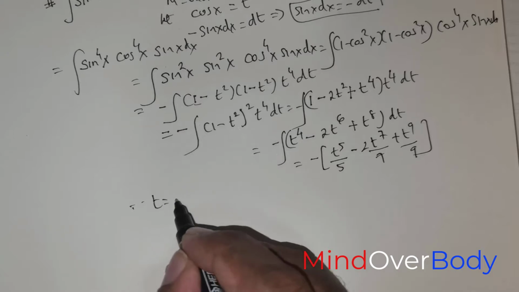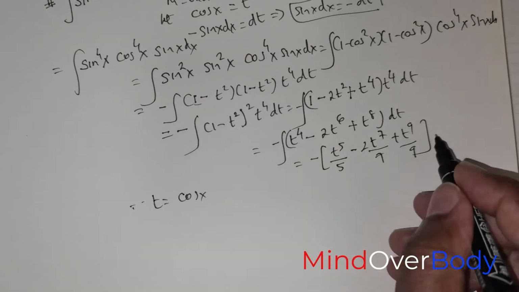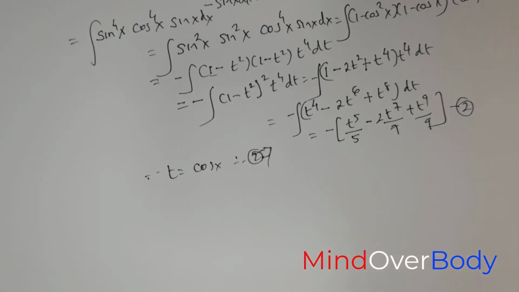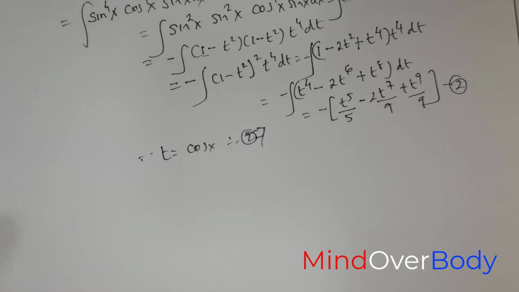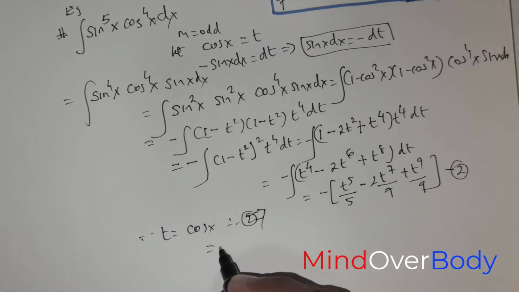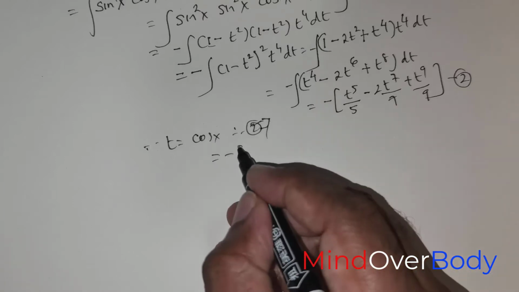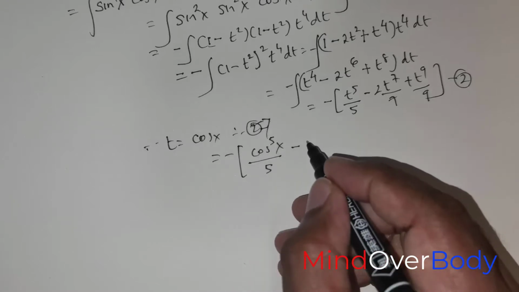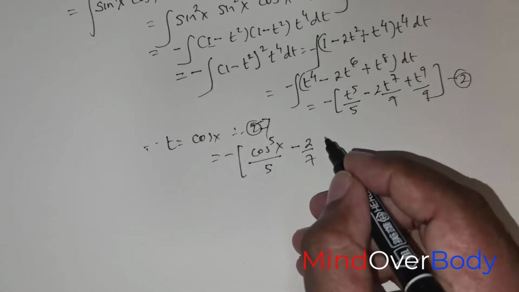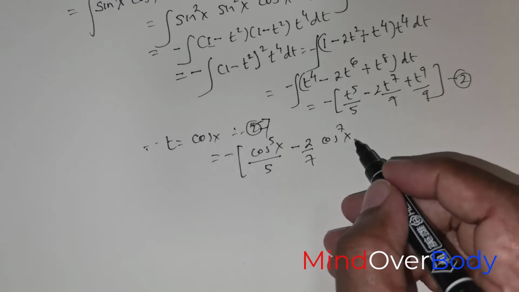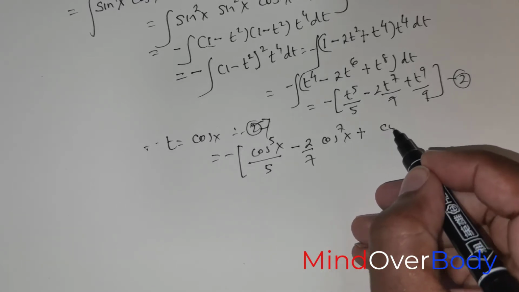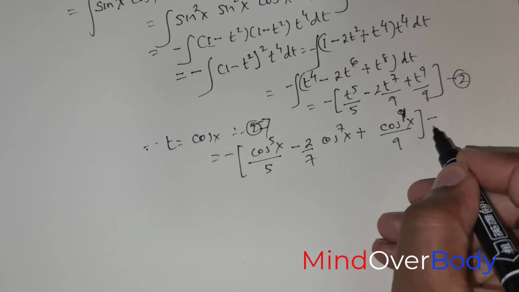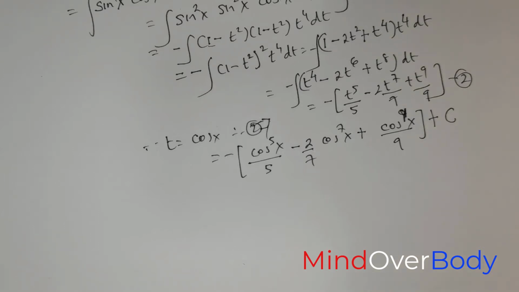But my t is cos x. If I were to take this as 2, therefore I can rewrite 2 as the following. So that is equal to negative, let me make the substitution, cos raised to the power of 5 x divided by 5 negative 2 over 7 times cos raised to the power of 7 x positive cos raised to the power of 9 x divided by 9, and we can add the arbitrary constant. So this is the solution.